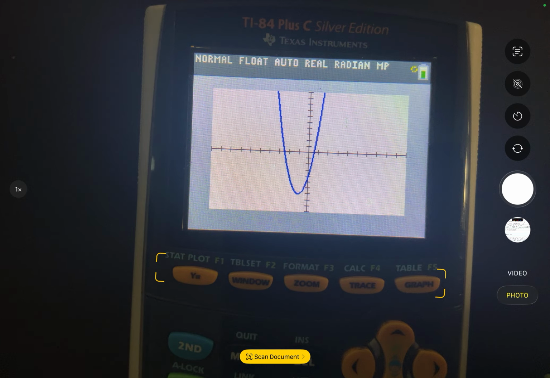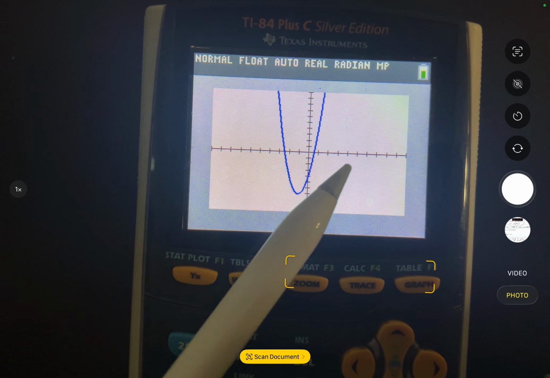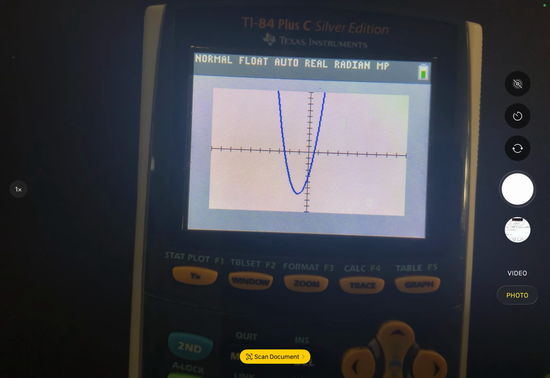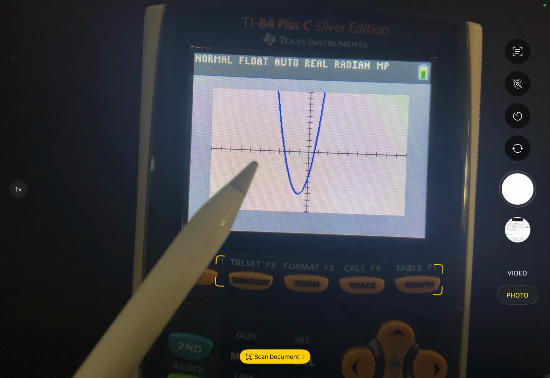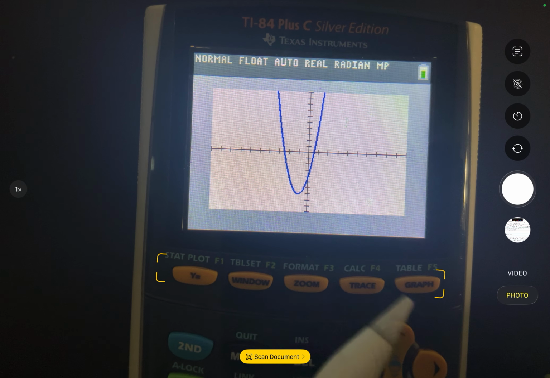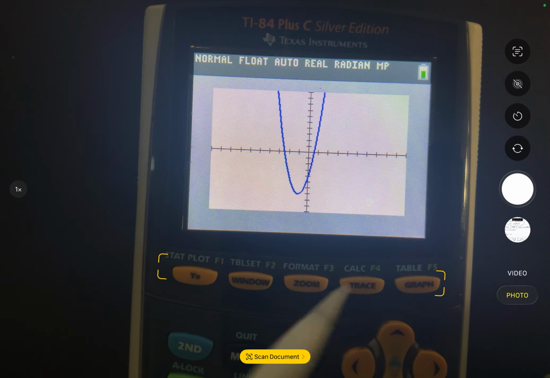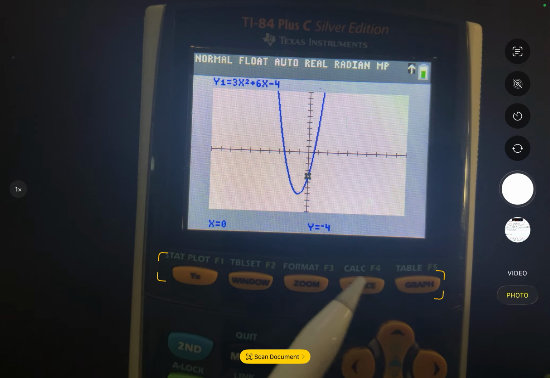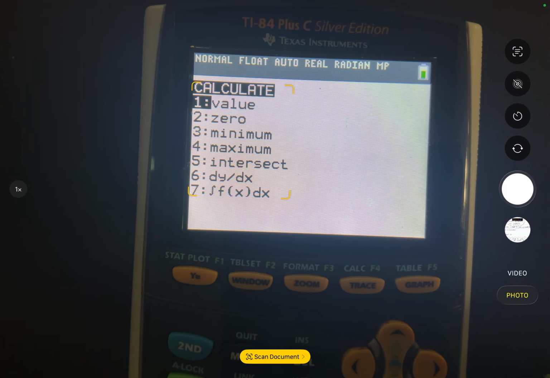Now again, we know that there are 2 times where this graph crosses the x-axis. It crosses here and it crosses here. We're gonna have to find both, but we can only find one at a time. So I'm gonna find this one first. So the first thing we're gonna do is we wanna use this calc feature in blue. So you're gonna press second and then trace. Second trace. Once we press second trace, it's gonna ask us what do we wanna find?